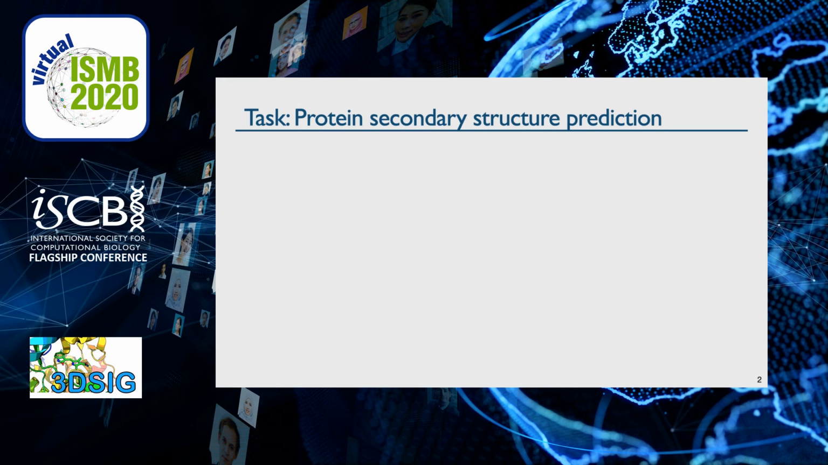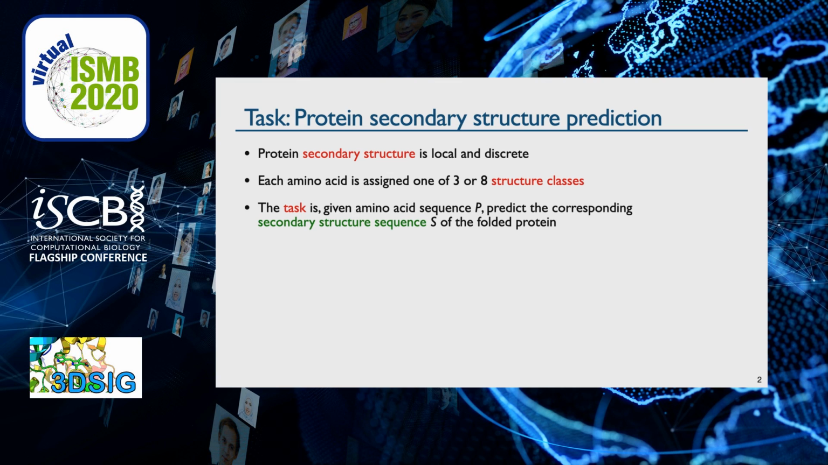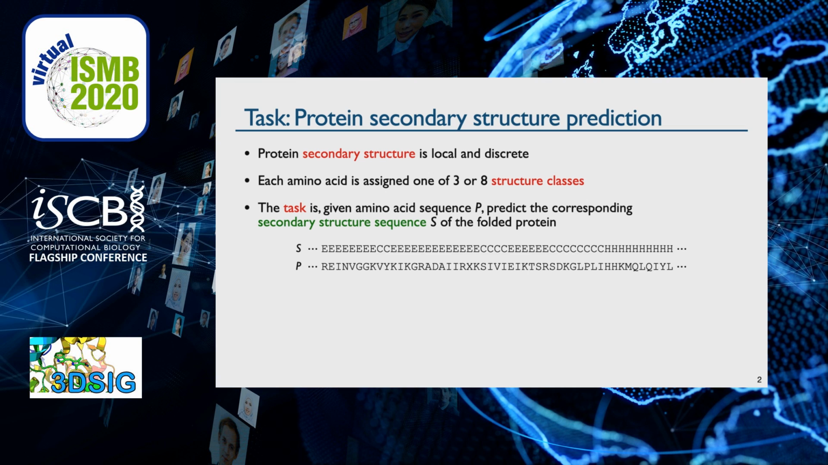The task we address in this talk is protein secondary structure prediction. Protein secondary structure is a local and discrete form of protein structure. Given an amino acid sequence, each amino acid is assigned one of 3 or 8 secondary structure classes, depending on the model. The task is, given amino acid sequence P, predict the corresponding secondary structure sequence S of the folded protein. For each amino acid position in P, S gives the corresponding secondary structure state where E stands for beta strand, C stands for coil, and H stands for helix, where this example is using the three-state model.